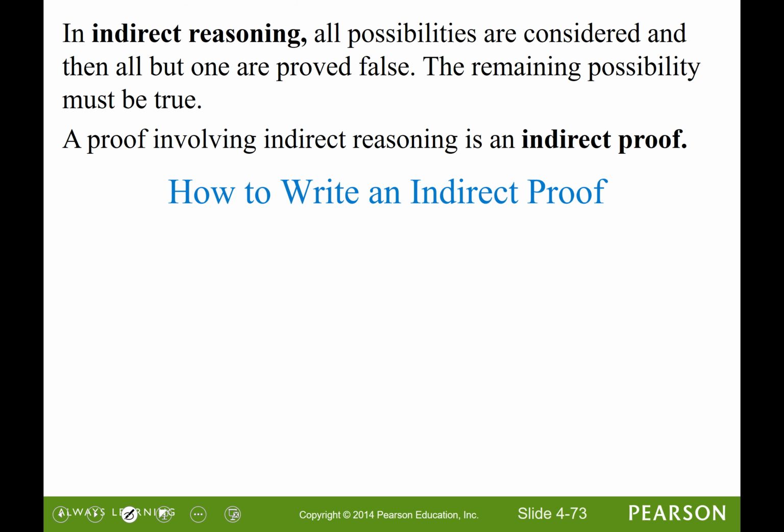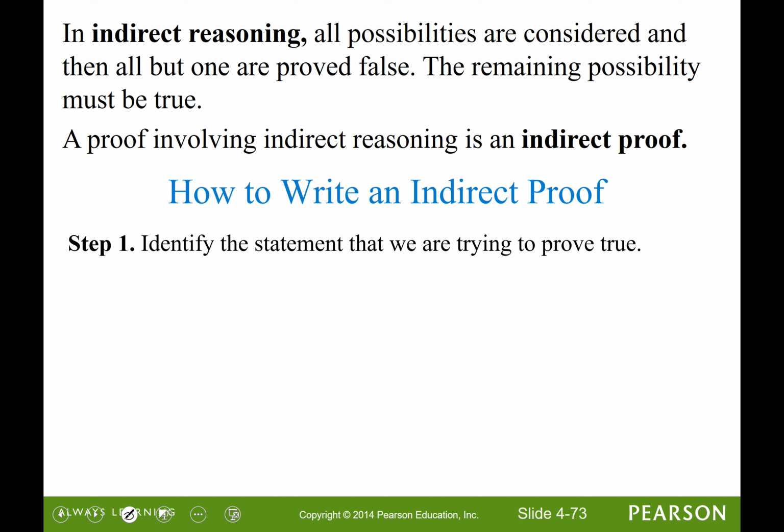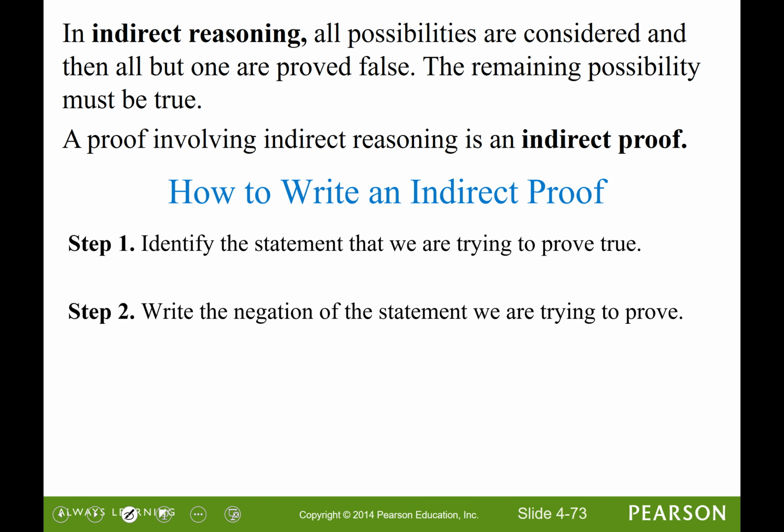Here are the steps on how to write an indirect proof. First, you identify the statement that you are trying to prove true. After that, you write the negation of that statement. So let's say you're trying to prove that x equals 5. That's step one, identify what you're trying to prove. Then you would write the negation, x does not equal 5.